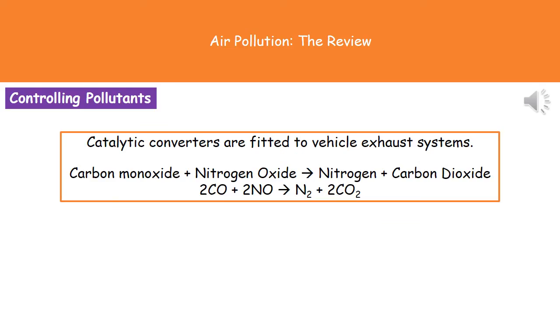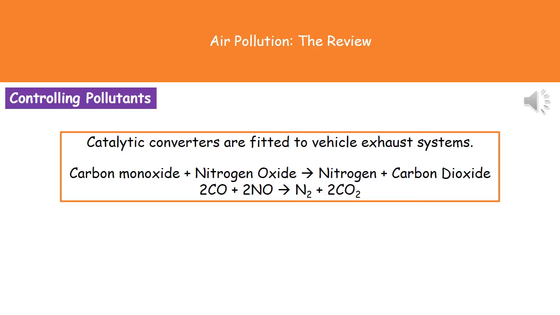In terms of how we can control these pollutants then, one of the key things that we now have in our cars is something called a catalytic converter. So we fit these catalytic converters onto the vehicle exhausts, and what it does is it's going to have a reaction with the carbon monoxide and nitrogen oxides. Those two are products that we make during the combustion of our fossil fuel in the engine, and what we're going to do is react the carbon monoxide and the nitrogen oxide to make nitrogen and carbon dioxide.